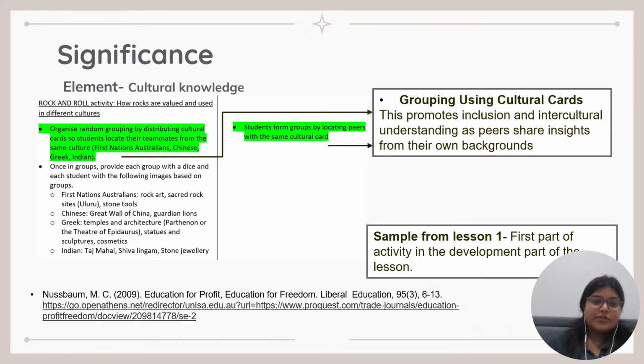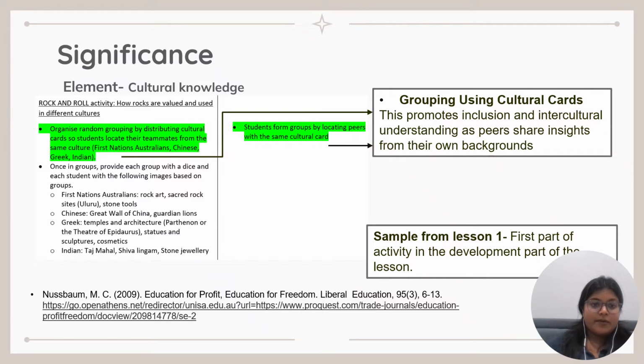The next dimension I want to discuss is significance, and the element that I've chosen is cultural knowledge. I chose this element because it helps bridge science and culture, showing students that what they study in class connects to people's beliefs, traditions, and ways of seeing the world. When students notice these links, learning feels more meaningful and personal.